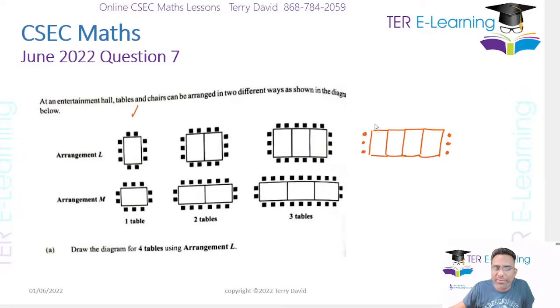And then you're going to have two chairs by each of these ends here. 1, 2, 1, 2, 1, 2, 1, 2. Then we have the same thing on this side. 1, 2, 1, 2, 1, 2, 1, 2. So that's it. That's all they want, because they want it for arrangement L. That's what it is.